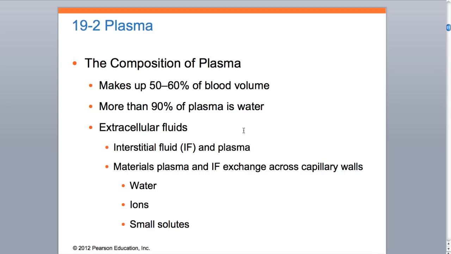Okay, now let's continue. What is found in plasma? As we said earlier, plasma is made up of mostly water. More than 90% of plasma is water. Now, instead of writing all of this, there was a shortcut I gave a moment ago, and that is that plasma is primarily going to consist of things such as chemicals, ions, water, solids. Again, don't forget the list that was on page 641.